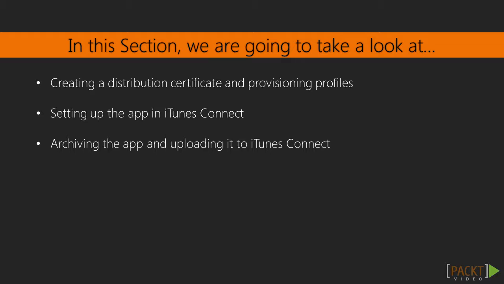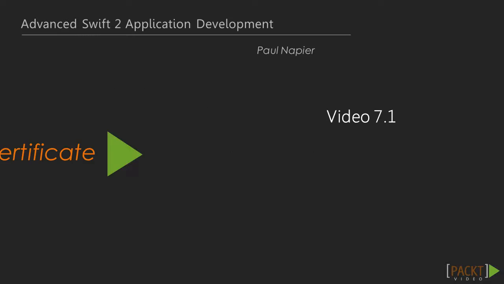So we're going to start by having a look at how we create distribution certificates and provisioning profiles. Then we'll set the app up in iTunes Connect and prepare it for submission. And finally, we'll archive our application and upload it to iTunes Connect.